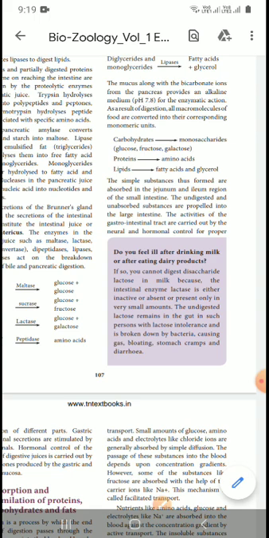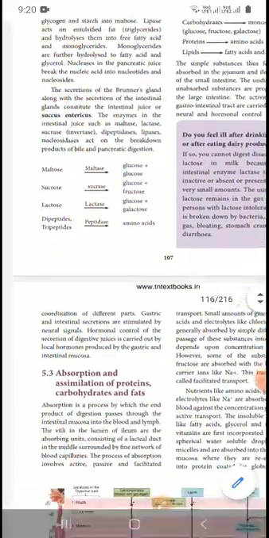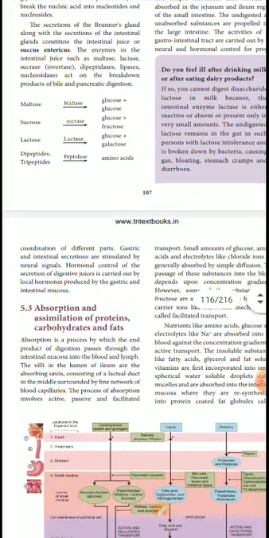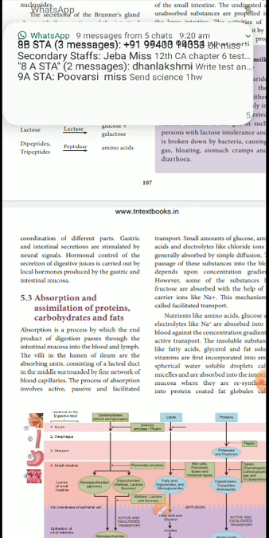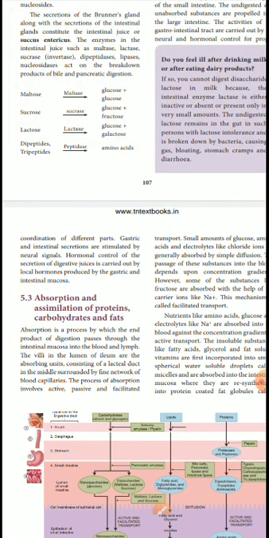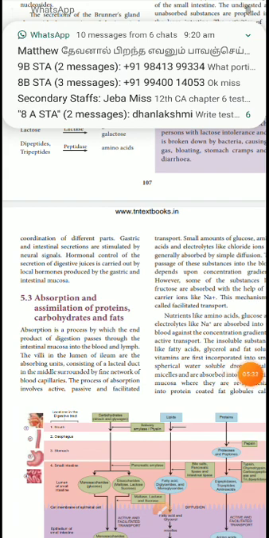The activities of the gastrointestinal tract are carried out by neural and hormonal control for proper coordination of different parts. Gastric and intestinal secretions are stimulated by neural signals. Hormonal control of the secretion of digestive juice is carried out by the local hormones produced by the gastric and the intestinal mucosa. So in the upcoming class we will see the absorption and assimilation of proteins, carbohydrates and fats. Thank you, students.